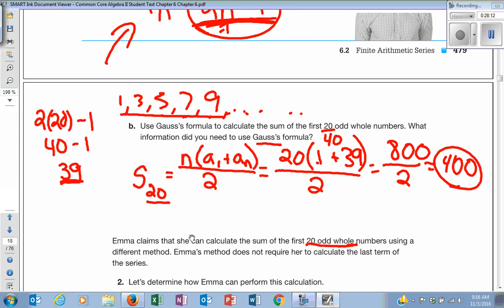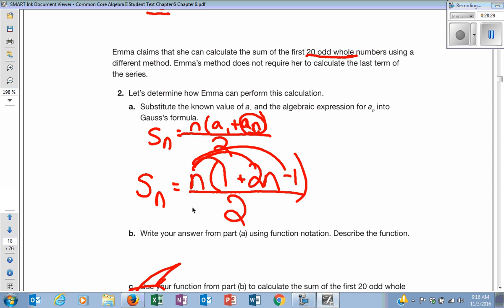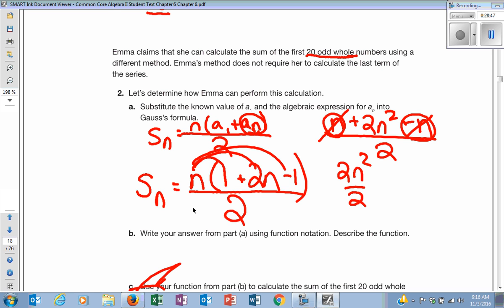It becomes the explicit formula. So it becomes 2n minus 1. And then, still divided by 2, you can distribute the n and solve some stuff. When you distribute the n, you get n plus 2n squared minus n, divided by 2. Combine like terms. This n and this n cancel out, and then you're left with 2n squared over 2. The 2's cancel out, so what you're left with is really just n squared.